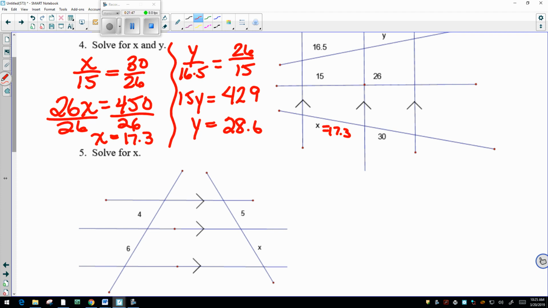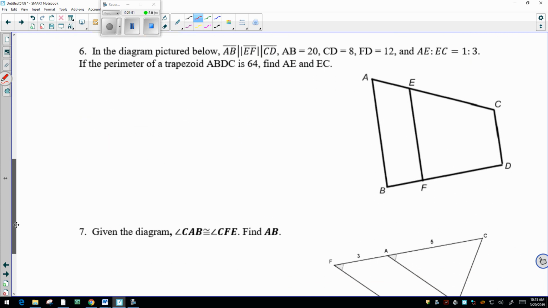Okay. Let's jump to 6. So number 6, we have a whole bunch of segments that are parallel. Let's go and label the picture with all of the information that they've given us. So we have AB is 20. We have CD is 8, FD is 12, and then we have this ratio of 1 to 3.